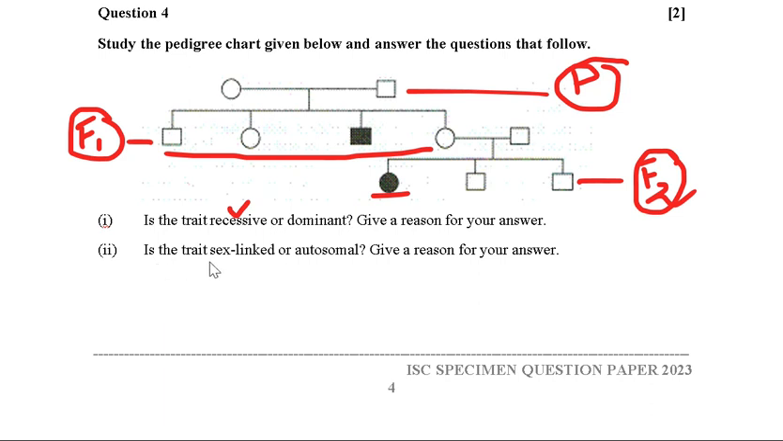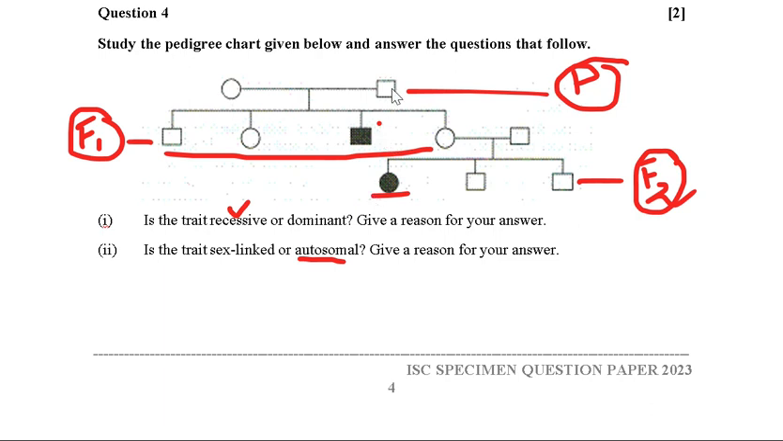Second, is this trait sex linked or autosomal? This is the second question, and for that also they asked to give a proper reason. So according to me, it is autosomal. Why? Because mother and father both are normal, but the child, here this daughter, is affected. It indicates that it is an autosomal trait.